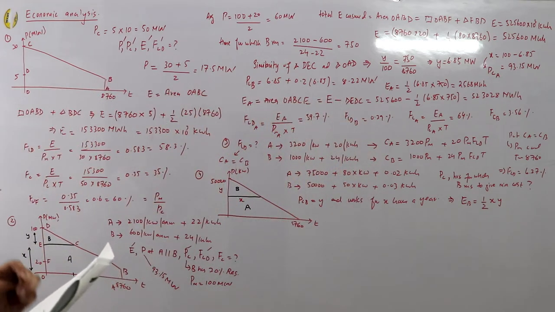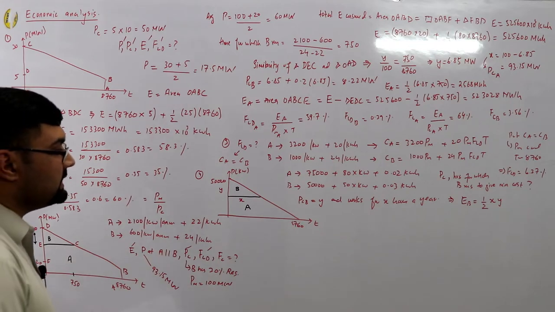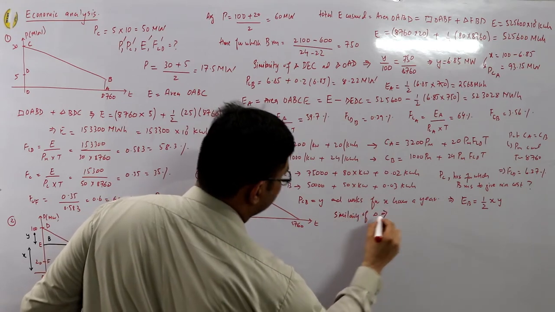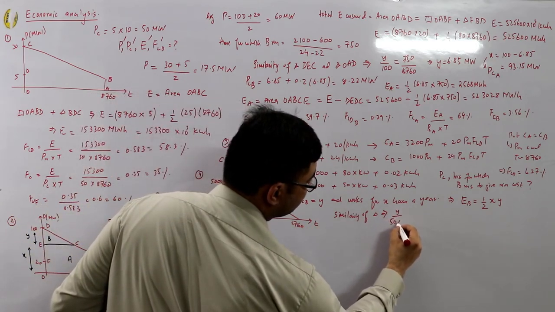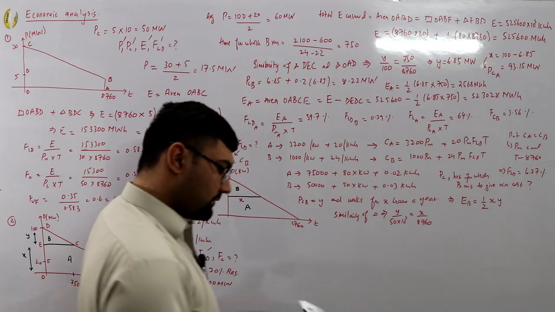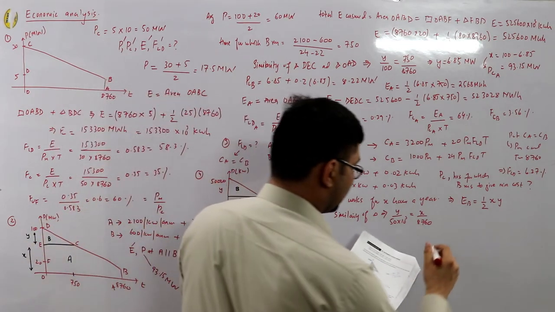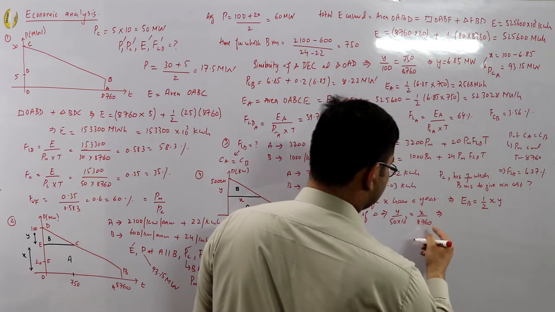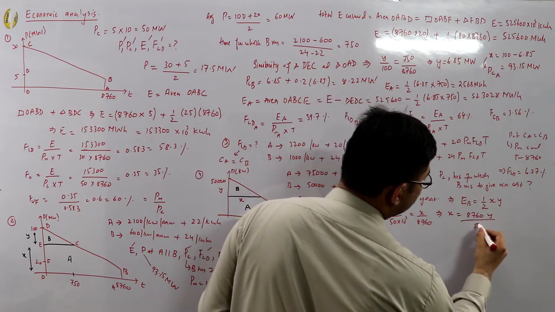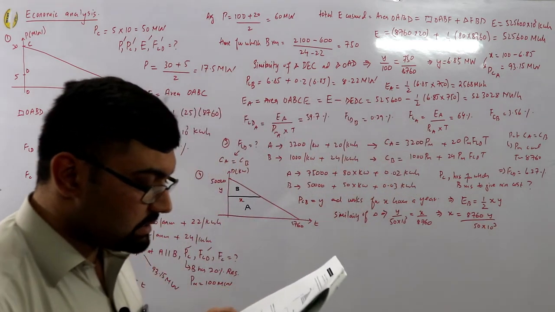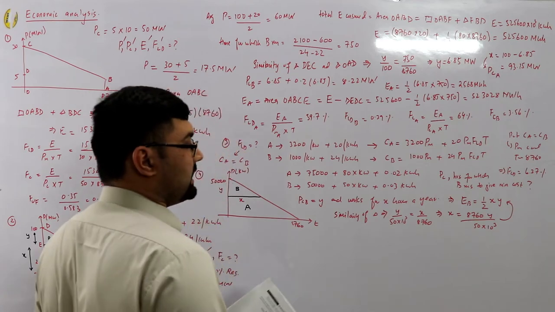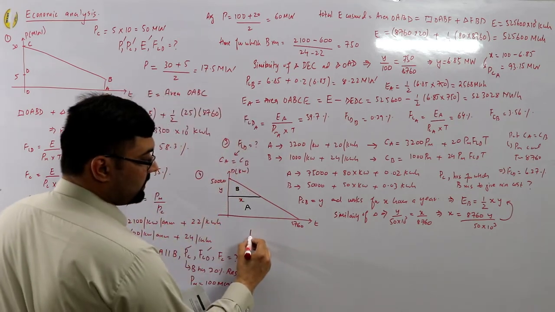Now, using the similarity of triangles as we previously did, Y upon 50,000 is equal to X upon 8760. So from here either take Y or take X. They have taken X over here. So X is equal to 8760 times Y divided by 50,000. Right? Yes, sir. Substituting the value of X from this equation in that equation, so you will have EB in terms of Y only.